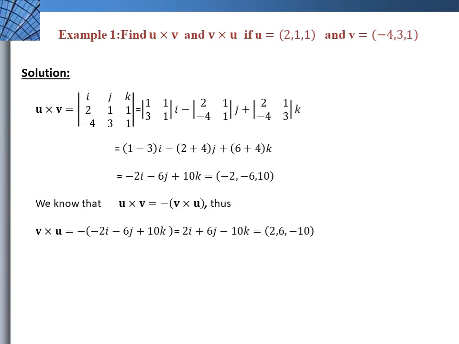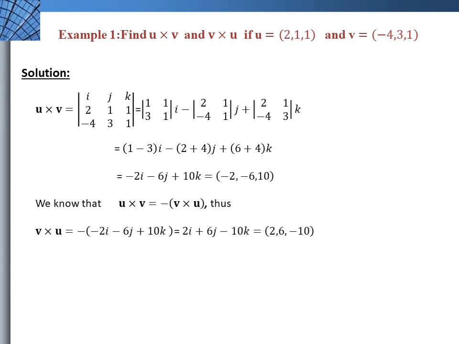So now what they are asking, this is for U cross V, and they are asking us to find V cross U. V cross U means we know the rule, U cross V equals minus V cross U. So we write minus of minus 2i minus 6j plus 10k. Take this minus and bring it inside and multiply with each term. So we get 2i plus 6j minus 10k, which is equal to 2, 6 and minus 10.